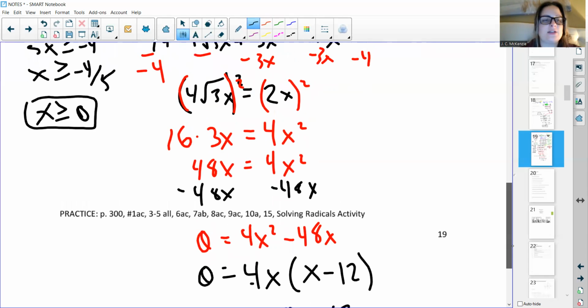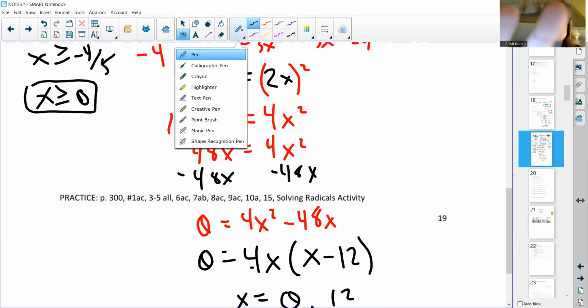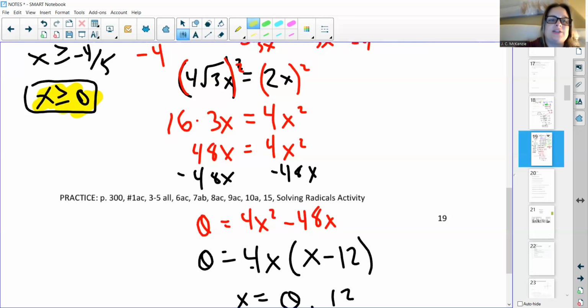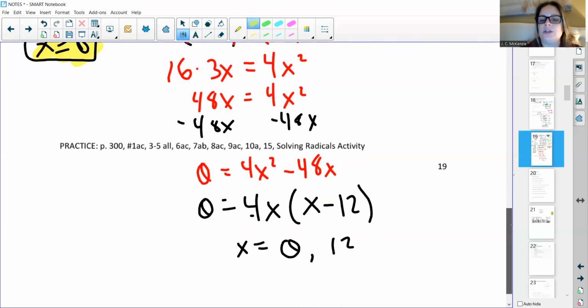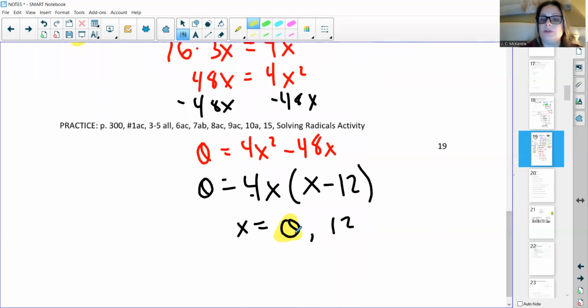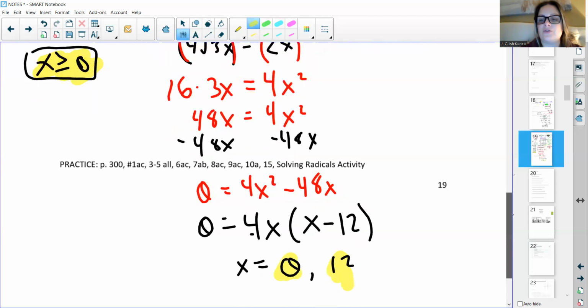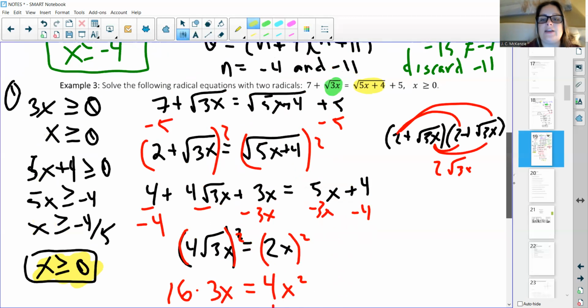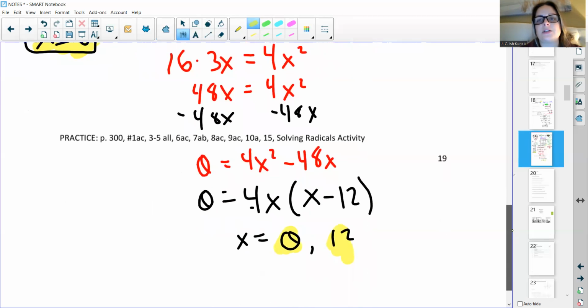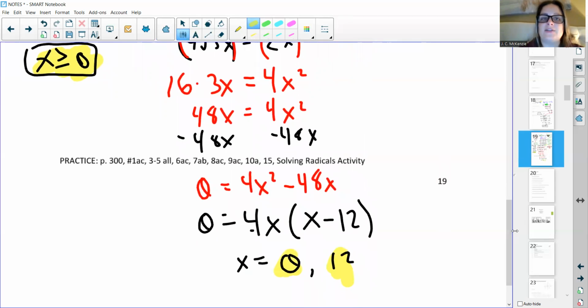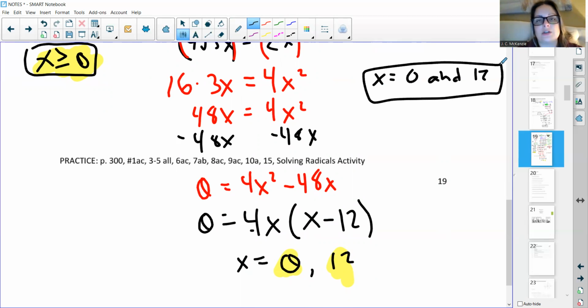Step 5 is to check it with my restrictions, or my permissible values. x has to be greater than or equal to 0. This is equal to 0 and this is greater than 0. So far, both my solutions look totally fine. The next thing I'm going to do is plug them in and make sure my left side equals my right side. And just to make this video a little bit shorter, spoiler alert, they both work. So at the end of the day, we get x equals 0 and 12, and those are our 2 solutions.